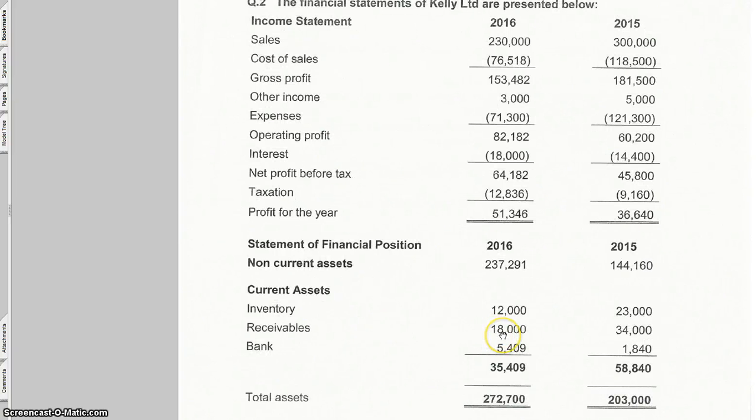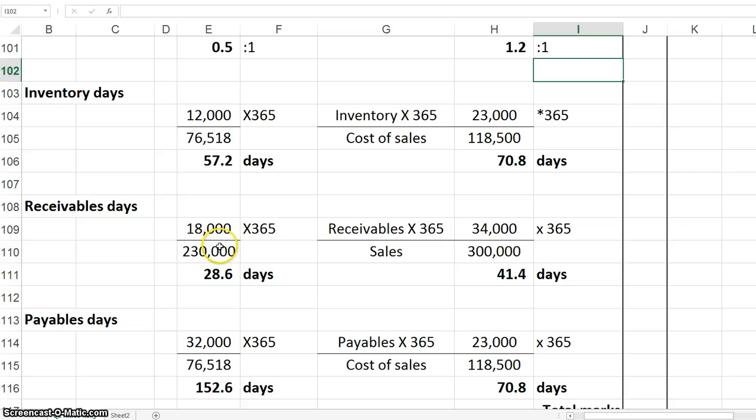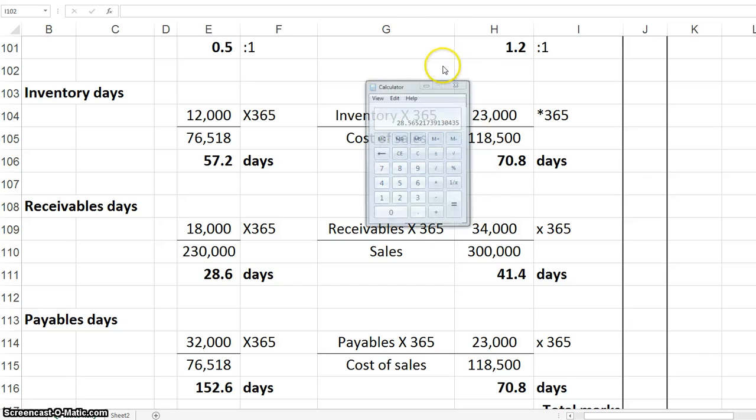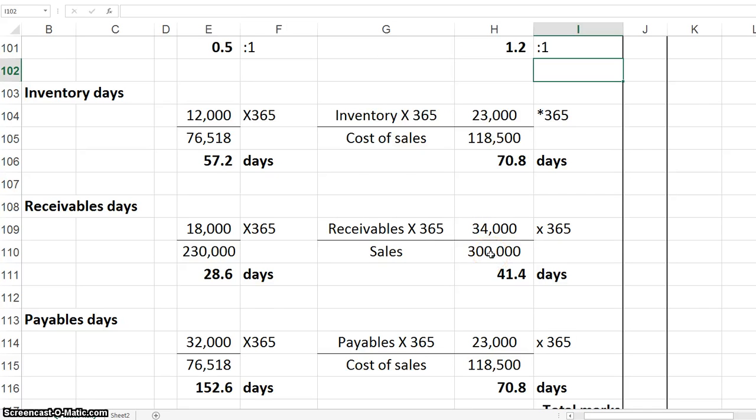So receivables in 2016, 18 over 230 multiplied by 365, and 2015, 34 over 300 multiplied by 365. And there is the working. And once again, all you do is go 18 divided by 230 multiplied by 365, and you get 28.56 or 28.6 days. And there was the previous year, 2015.